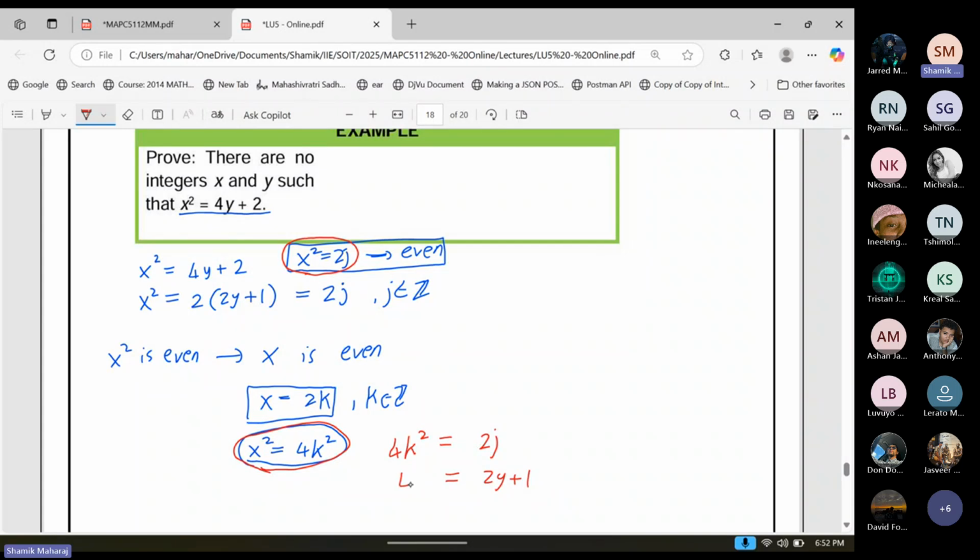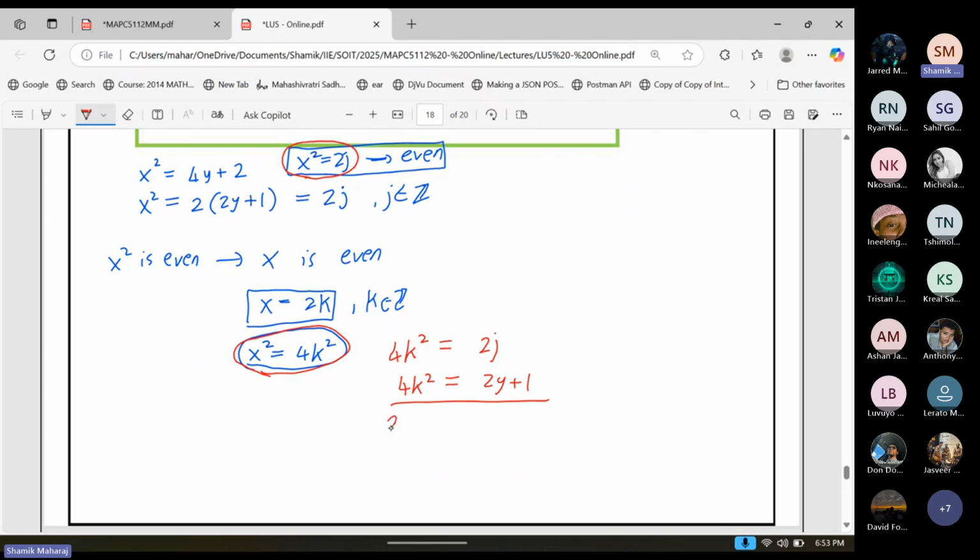Okay, and on the left we have 4k squared. Have we reached a contradiction? Yes, we have. This is, I think, what we're looking for, because the left is something even, right? Yeah, because we can write it as, okay, let's do this. The left is even because I can write it as 2 into some integer.